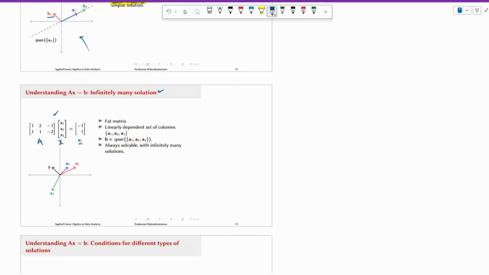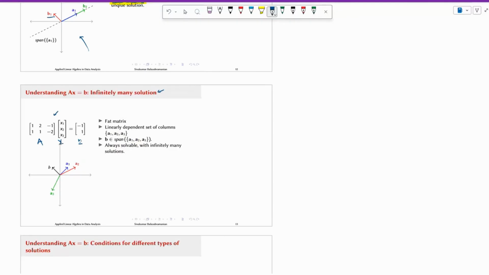If you remember from school, when the number of unknowns is more than the number of equations, then you have infinitely many solutions. That's essentially the case here. Number of equations is 2, number of unknowns is 3. So you are likely to have infinitely many solutions. That is not always the case, but in general, if you have more unknowns than equations, then you have the possibility of infinitely many solutions.